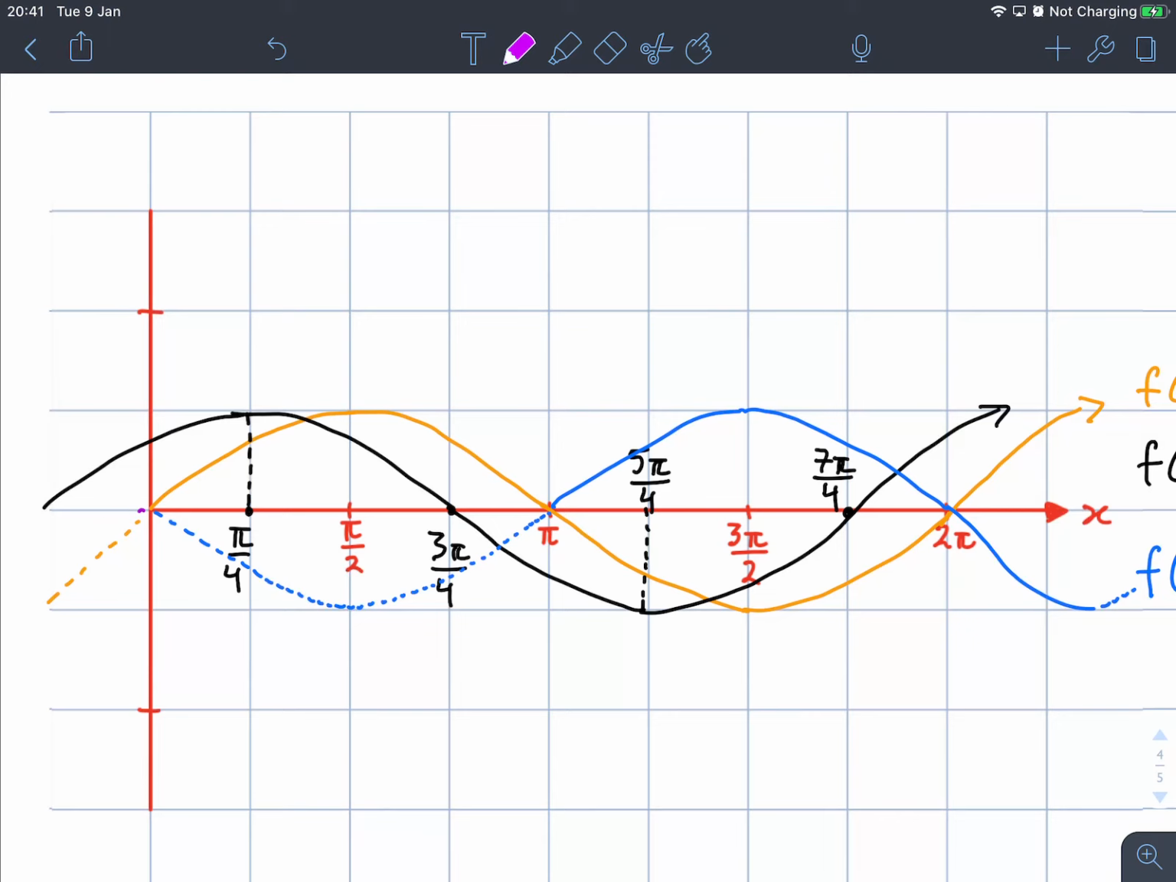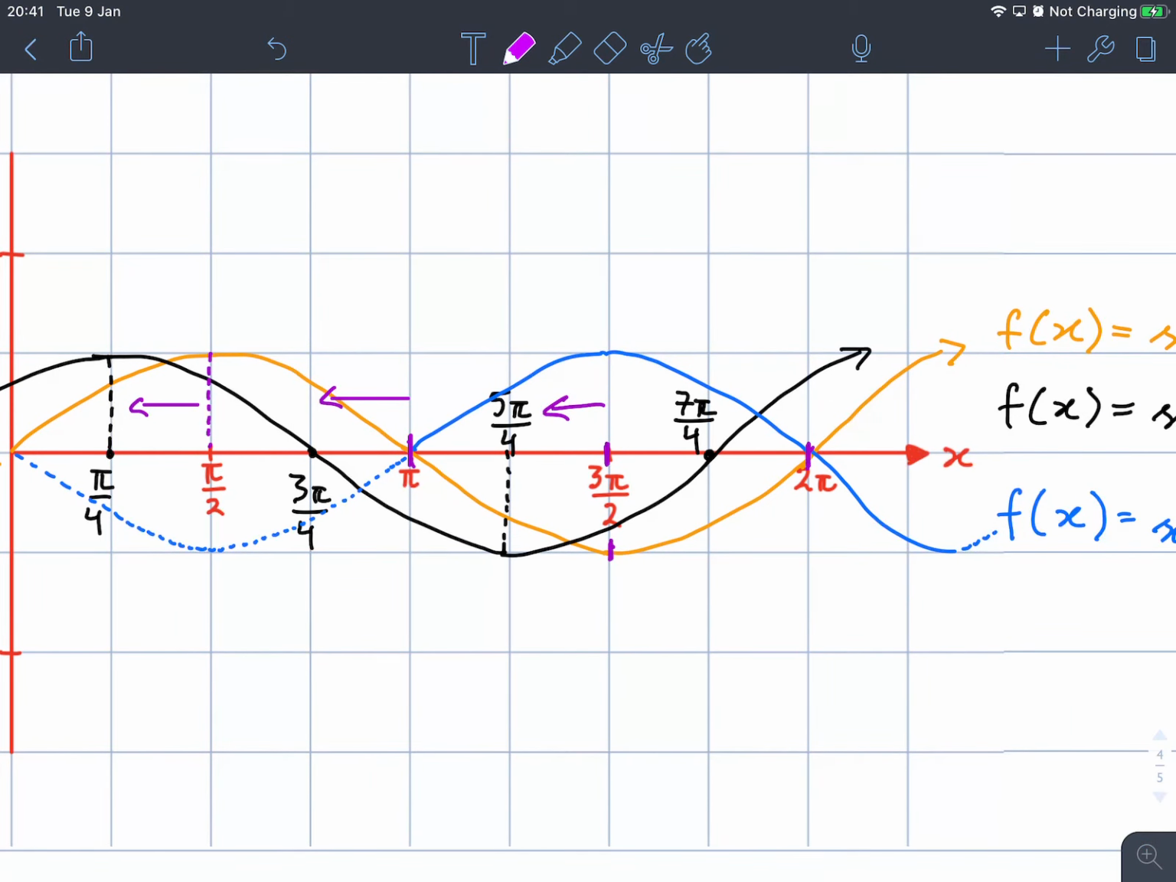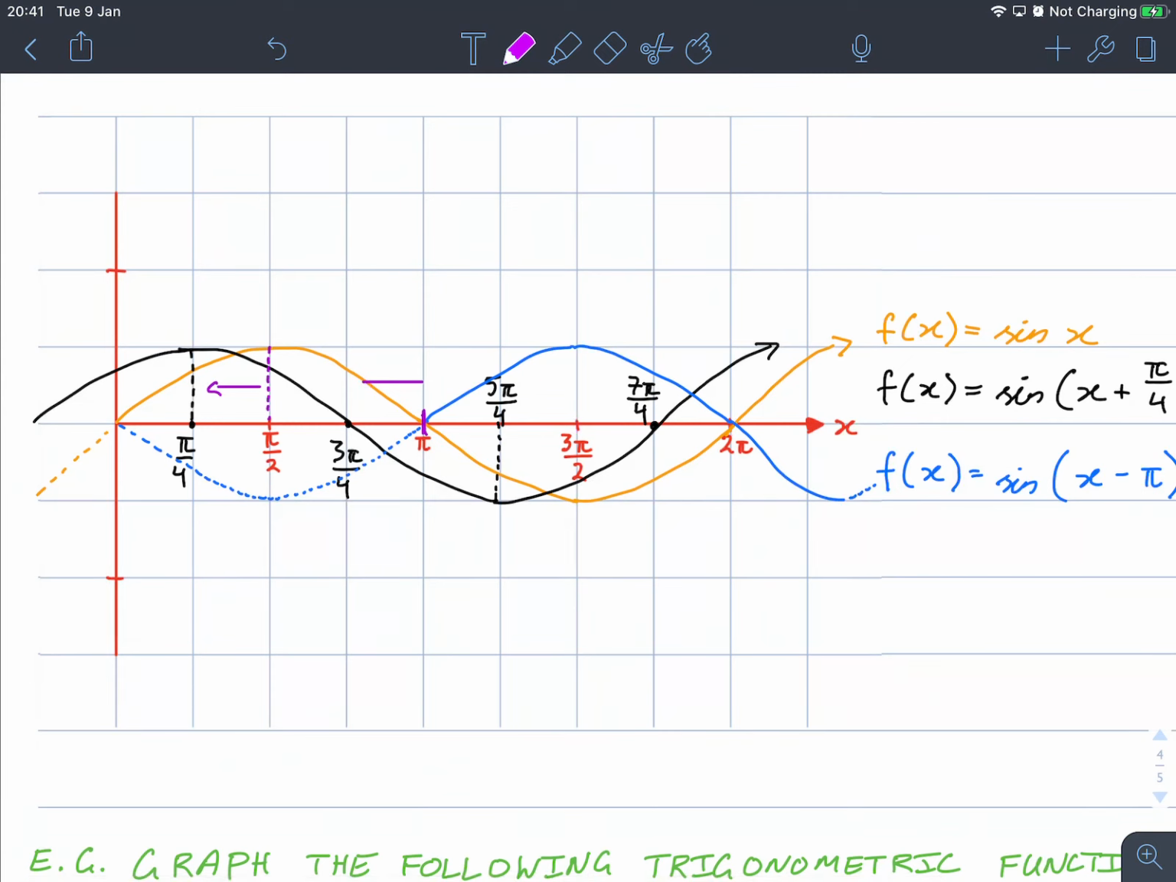So what was once, if the peak was at pi on 2, we move it to the left by a quarter, so it's now going to be pi on 4. If this x-intercept was at pi, you move it to the left 1/4, so 1 minus a quarter, 3 pi on 4. This low point here is at 3 pi on 2, you move it to the left by the same distance. And lastly as well, the end of the cycle is at 2 pi, you move it to the left by the same distance. So every critical point is moved to the left by the distance of C.